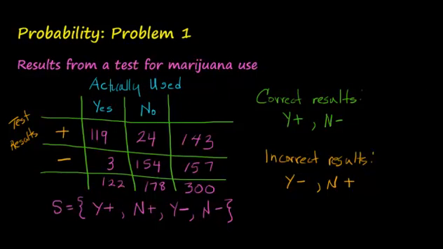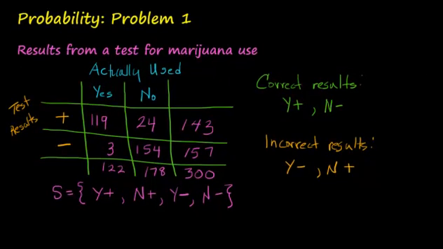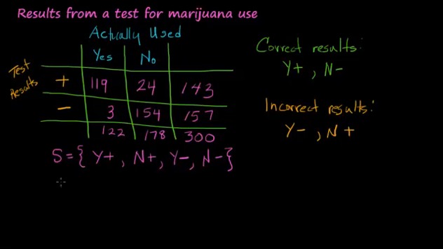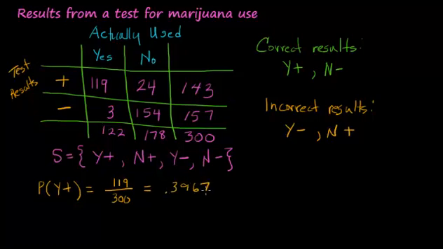Okay, so just for interest's sake, let's find the probability of each outcome in our example here. So we want to find the probability of yes, they used, and they tested positive. So how many times did we get a result of yes, they used, and they tested positive? Well, that happened 119 times, out of how many different people were tested? 300. Okay, so 119 over 300 gives us 0.3967, and I did round that to the 4th decimal place.